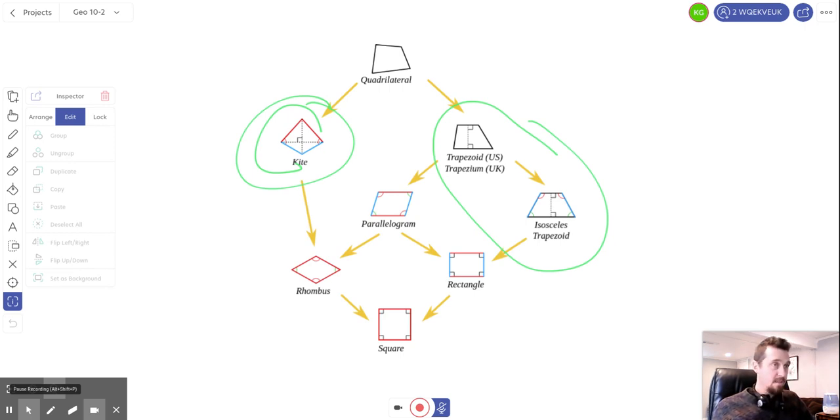We're going to talk about kites. Then we're going to talk about rhombuses. And as you can see from this diagram, a rhombus is a kite. It's just a special kind of a kite. Kites have two pairs of congruent sides, and rhombuses, all these sides are congruent. So let's look a little bit more closely at kites.